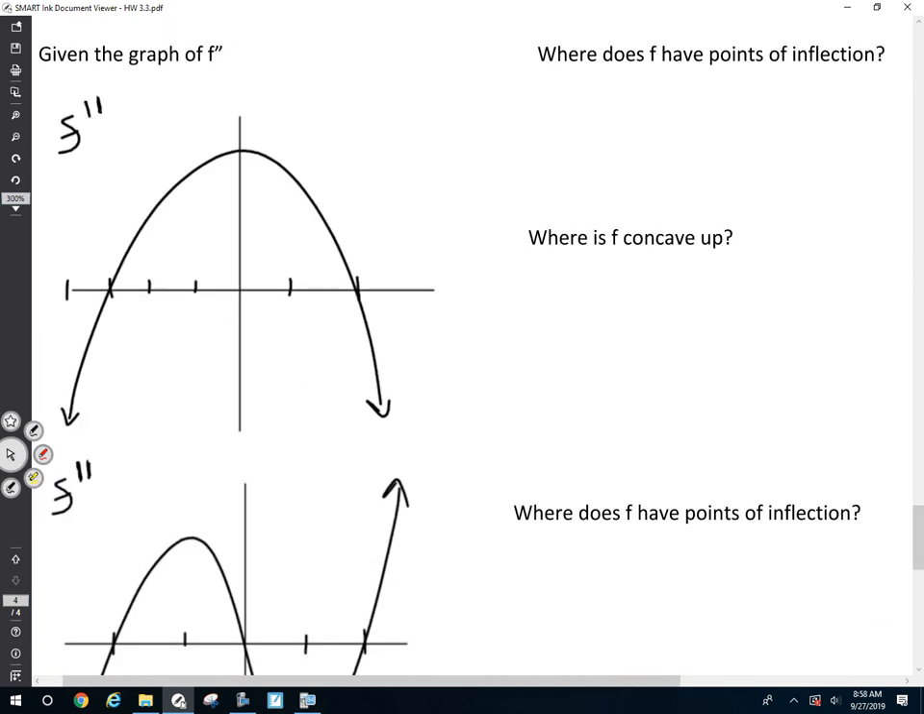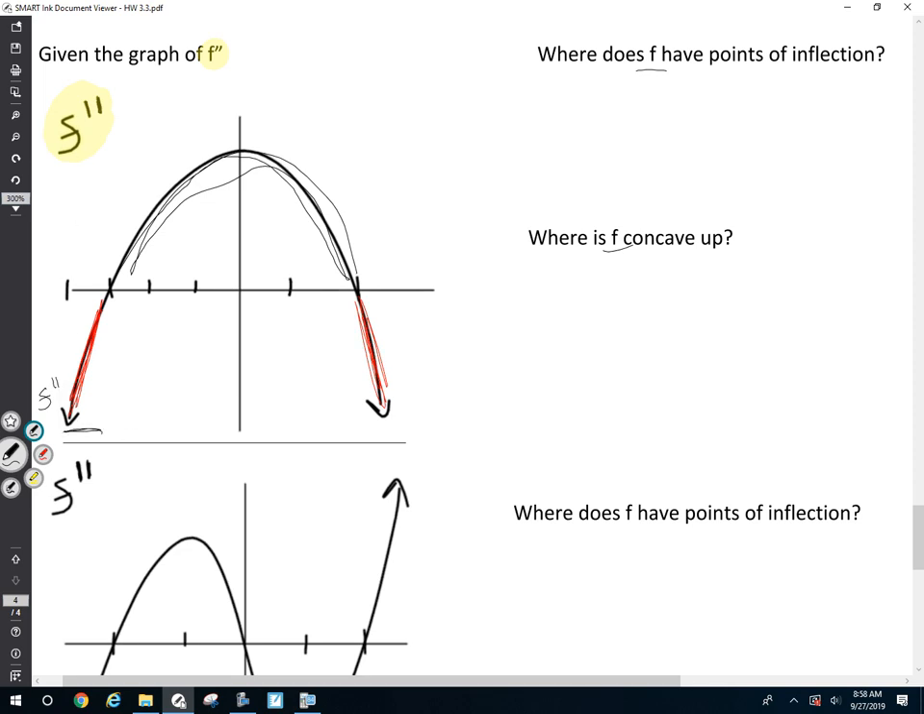Okay, be careful. Pay attention. I'm given the graph of f double prime. When does f have points of inflection? When is f concave up? Think about what you have. You have f double prime. If you're doing a sign analysis of f double prime, you would say, oh, negative values, positive values, negative values. I don't look at the slopes in this situation. I'm not given f prime. I'm given the graph of f double prime.